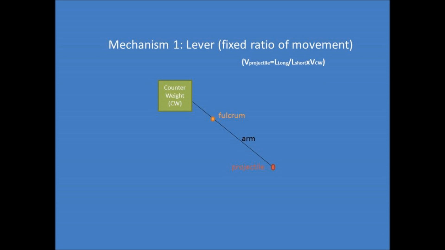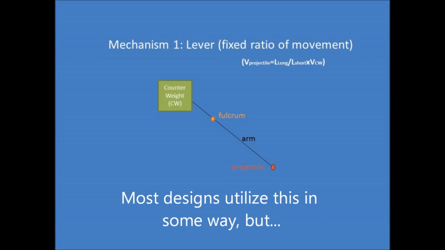The first mechanism is the lever. If we only rely on this mechanism and place the counterweight and projectile on opposite sides, and have the projectile side of the arm 4 times longer than the counterweight side of the arm, then the projectile must travel 4 times faster than the counterweight at any given time. This fixed ratio of movement is actually used in most trebuchets.